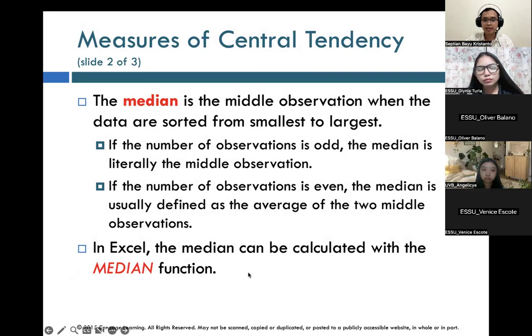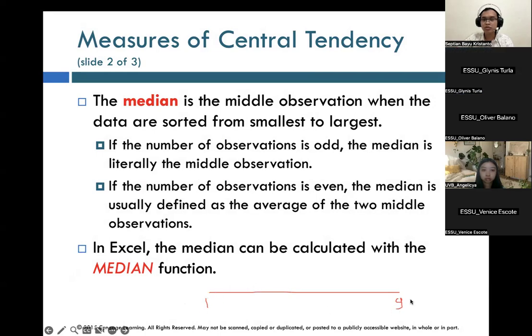So let's see, maybe we have data in 9 positions. So we have data number 1 to number 9. In the middle, we have data number 5. Data number 5 is called the median. It doesn't mean that data number 5 is the same as the average. Sometimes the median doesn't represent the average.